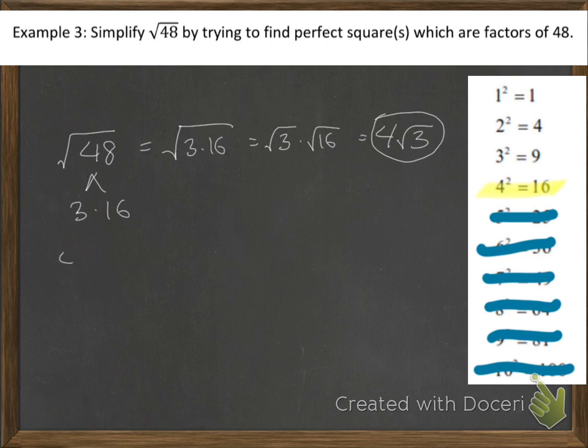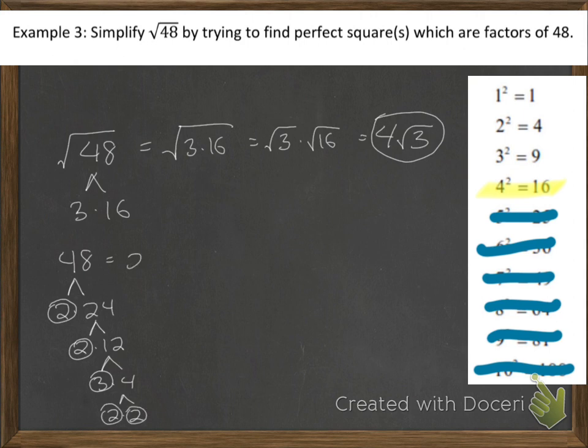An equally valid method is to do a prime factorization of 48. So maybe I notice that it's an even number, so I write 2 times 24. And then we can keep going. 2 times 12. 12 is 3 times 4, and 4 is 2 times 2. So for the prime factorization, we have to include all of these values. So we have 2 times 2 times 3 times 2 times 2. So we can write the square root of 48 is equal to the square root of 3 times 1, 2, 3, 4.